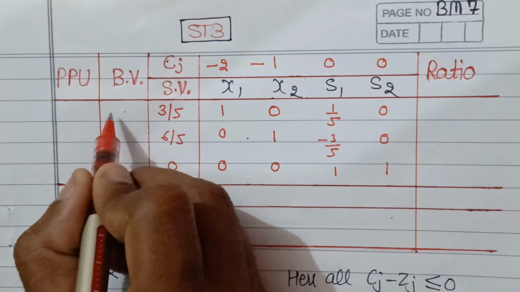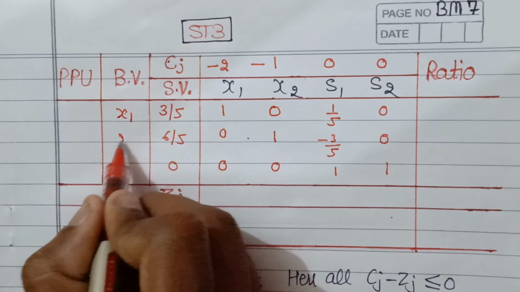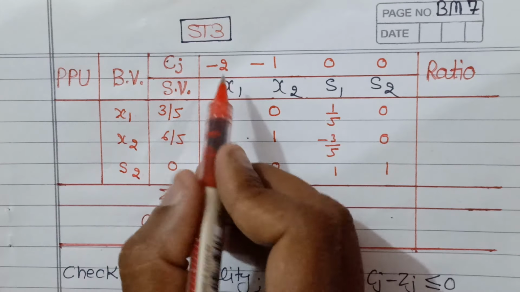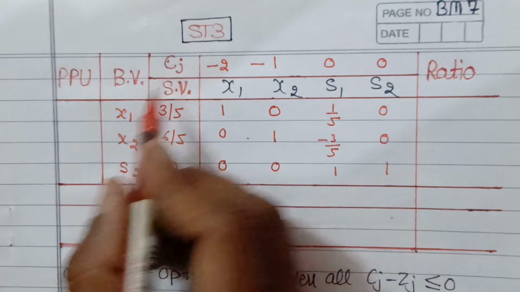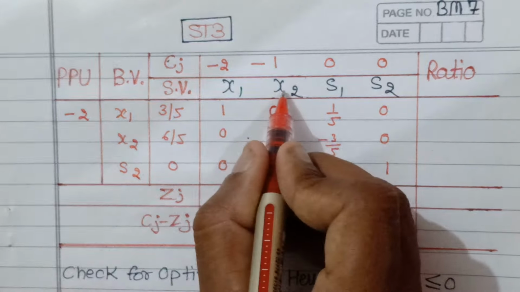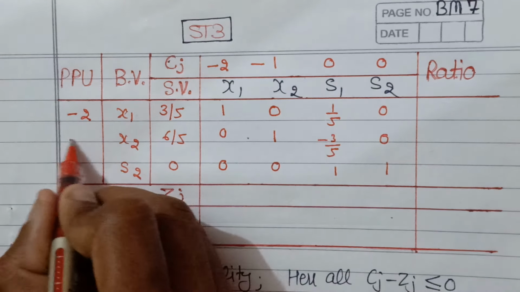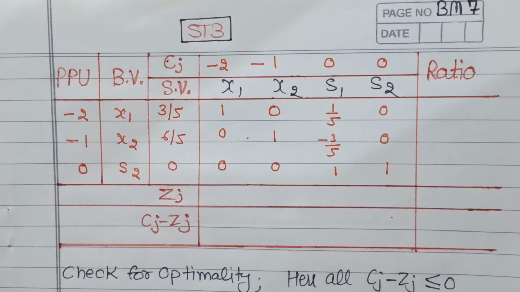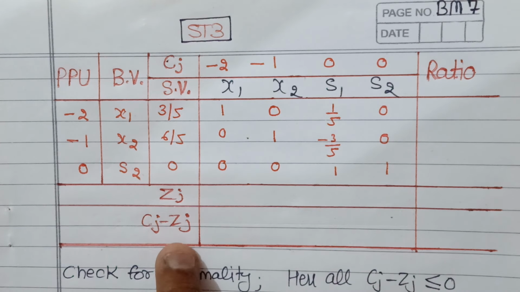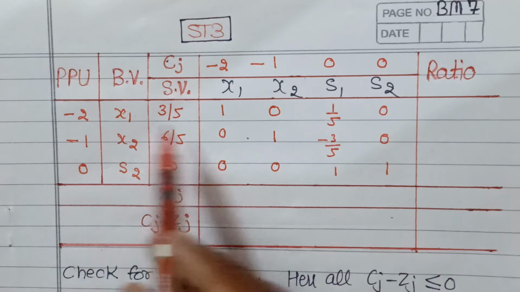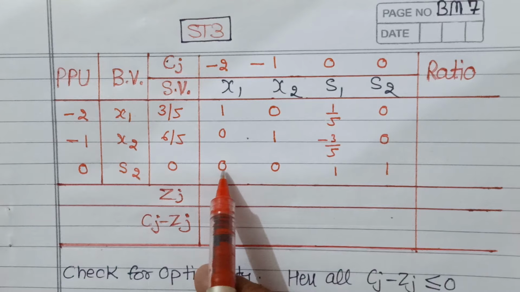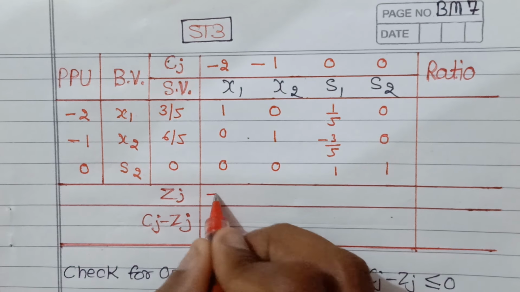So you will see that this is x1, now this has become x2, and this will remain s2 as it is. Now the value at the top of x1 is -2, the value at the top of x2 is -1, and for s2 the value is 0. Now we have to find the values of Zj and Cj minus Zj. If you solve these, the value will be -2 into 1 as -2, and the rest of the two values are 0, so this value is -2.